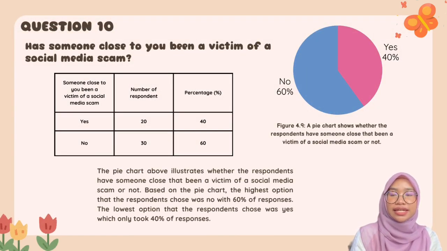Next, question 10. The question is, has someone close to you been a victim of a social media scam? The pie chart above illustrates whether the respondent have someone close that been a victim of a social media scam or not. Based on the pie chart, the highest option that the respondent choose is no, with 90% of response. The lowest option the respondent choose was yes, which only took 40% of response.